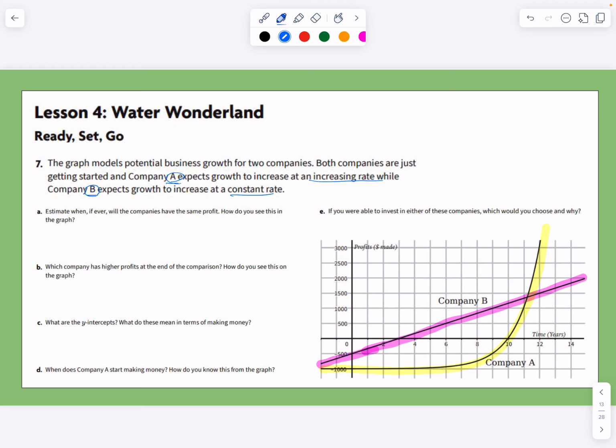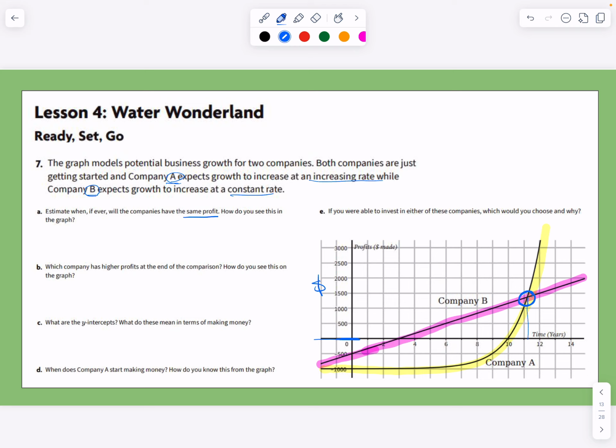So the first question says, estimate when, if ever, will the companies have the same profit? Well, the same profit is going to be based upon, here's our dollar amount, this is the money here. We can see zeros there. So at what point do they have the same profit? Well, that's going to happen when the graphs intersect each other, which occurs right about there. So essentially, where is that happening? We're looking here a little bit after year 11, right? Somewhere around year 11, it looks like they're going to have the same amount of profit.